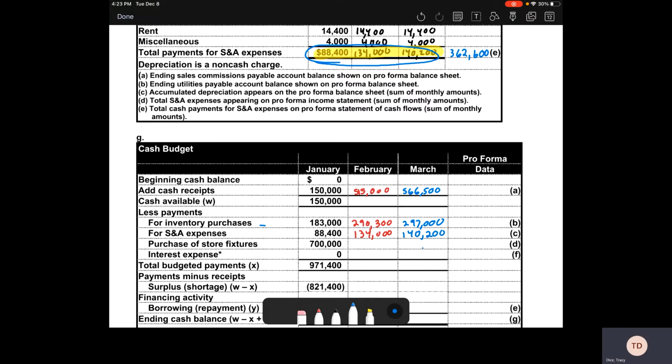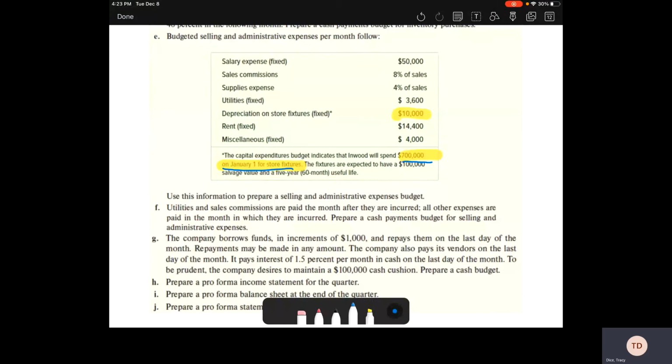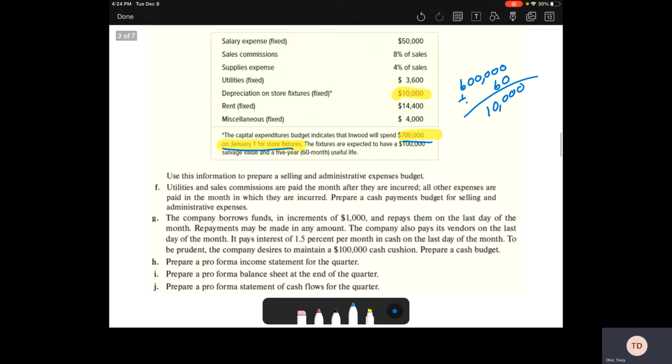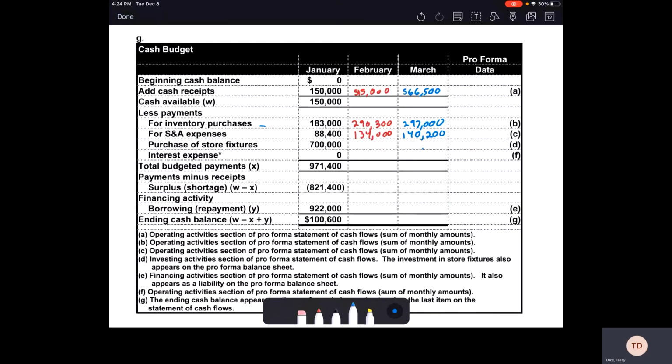When we look at purchase of store fixtures, we've got to go back to our problem. Right here, they tell us we had 700,000 on January 1st for store fixtures. And then they tell us the expected salvage value is 100,000, which then gives us 60 months of useful life. So we take 600,000 divided by 60, and that gives us that $10,000 in depreciation per month, just so that if you're wondering where that came from. All right, so we have to go back and put 700,000 in there, which they did. We have not purchased anything in February or March, so both of those will be zero.